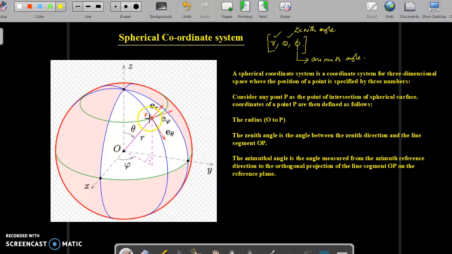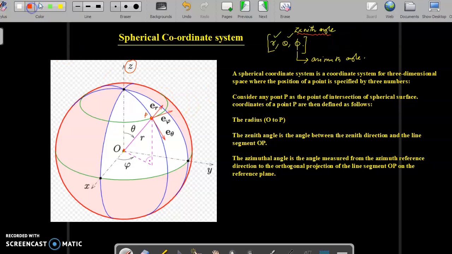Consider a point P on the surface of a sphere. The origin of the XYZ system lies exactly at the center of the sphere, which is O. If you connect the origin O to P, it represents the radius of the sphere. Then this OP makes an angle theta with respect to the Z axis. That angle is called the zenith angle. So theta is the zenith angle.